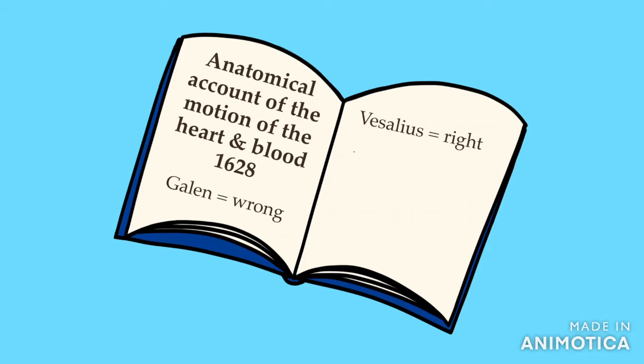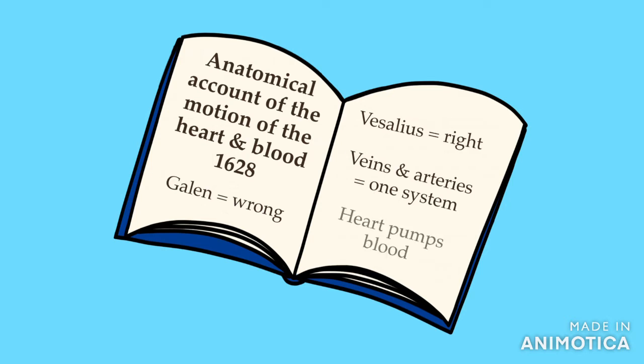He also proved arteries and veins were linked together in one system, and this was done by tying a tight cord around an arm to cut off the blood flow in the artery. Harvey's theory was that blood must pass from arteries to veins through tiny invisible passages. His work proved blood circulation from the heart, which pumped blood around the body.